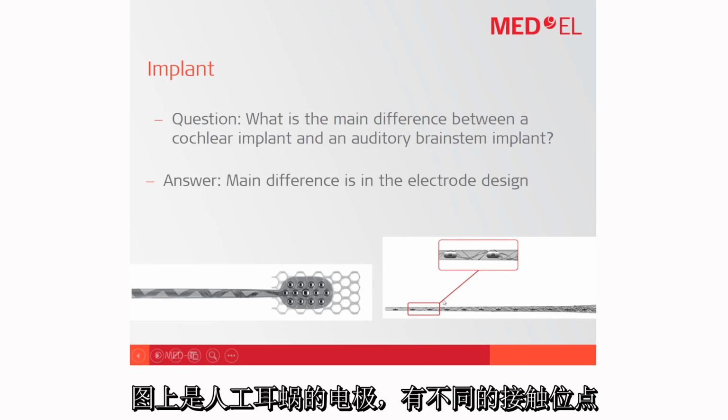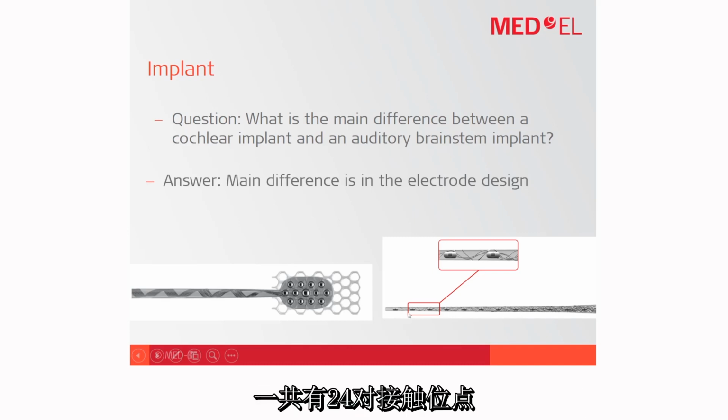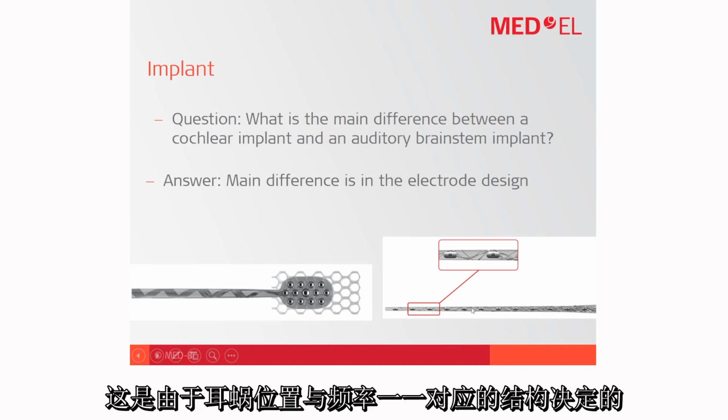You can see in this image a picture of a cochlear implant electrode array where you have the different electrode contacts. So you have 24 contacts in pairs. The design of a cochlear implant is really specifically made for the cochlea, for the tonotopic map of the cochlea.